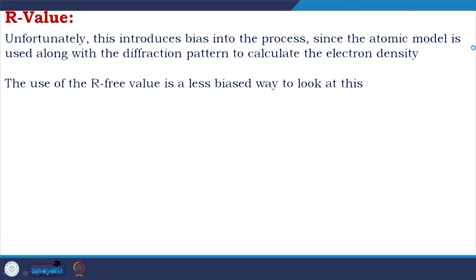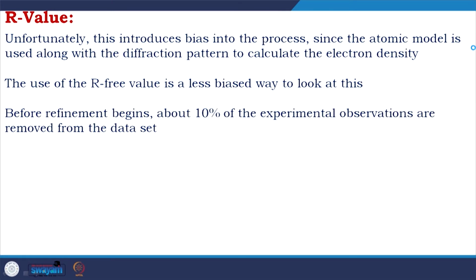The use of the R free. So, up to now what we talked about is R work or R value. In this moment it is a very significant understanding. So, listen carefully, we are introducing R free. The use of R free value is a less biased way to look at this. Why? Before the refinement begins, about 10% of the experimental observations are removed from the data set.